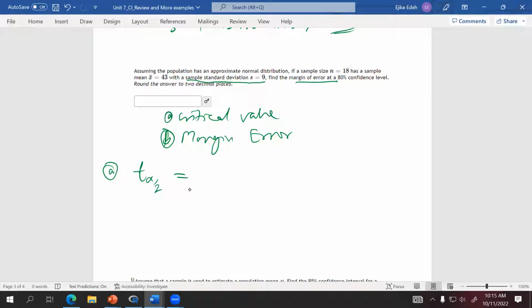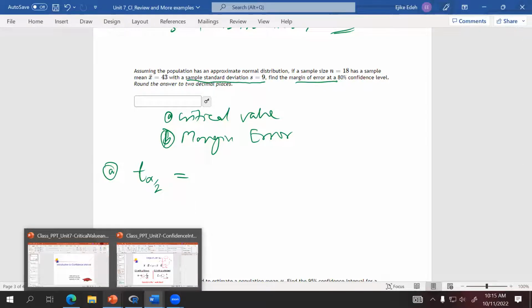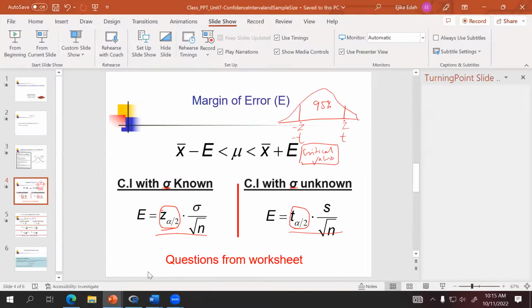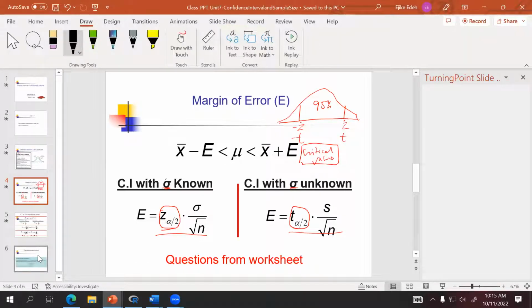Wait, so do we use T when we know the standard deviation? I'm confused. Or do we use Z since it's given us? Yeah, so it gave us the sample standard deviation, right? So we use Z when we know the population standard deviation. So this, I didn't write that in full, but this is population standard deviation. That is the symbol, right? Okay, so whenever we know the population standard deviation, we're going to be using Z.